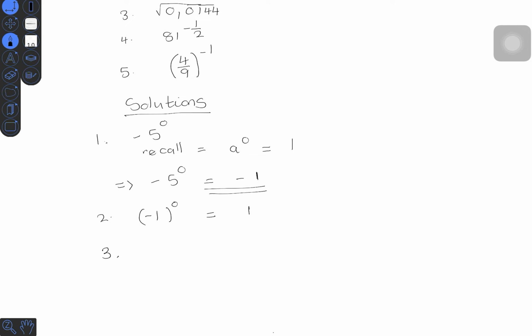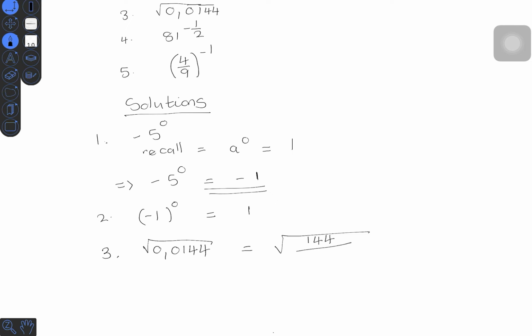All right, let's go to number 3. Number 3 says square root of 0,0144. With the square root sign, sometimes students make a mistake. You find them just writing the answer is 12 or just saying 0,112. So to make sure that you don't make that mistake, you can express that 0,0144 as a fraction.